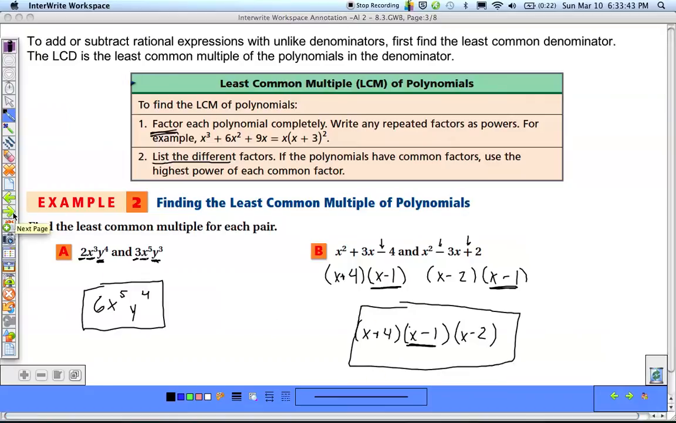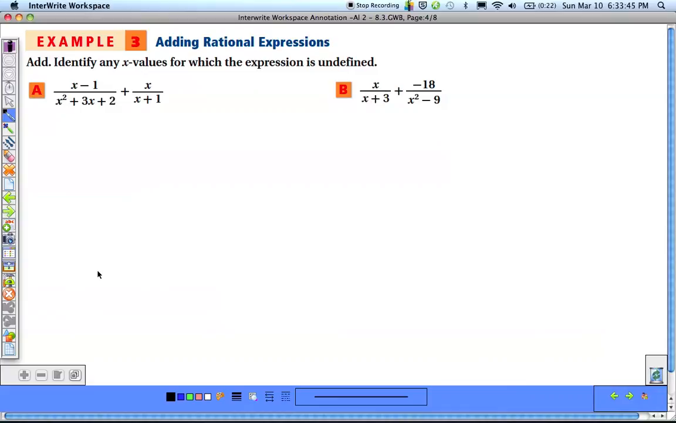And so this is really our first step when we want to go through and combine rational expressions, or add or subtract them: we have to get that least common multiple, or really the least common denominator here. So we take a look here, x squared plus 3x plus 2. We factor this. We can factor it into x plus 2, x plus 1. This one is already factored into just x plus 1.